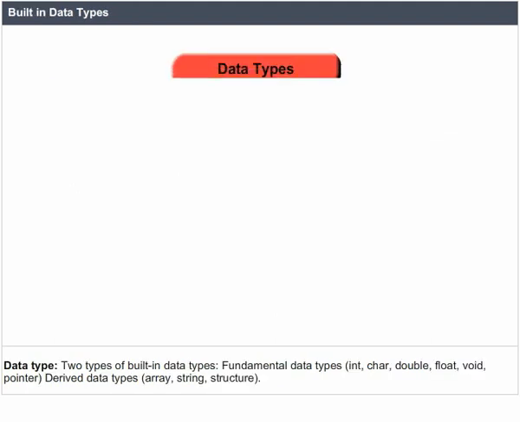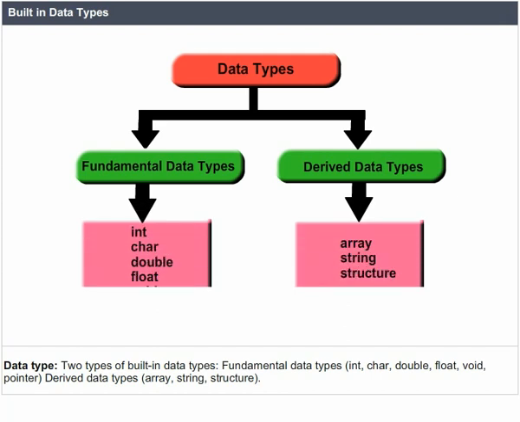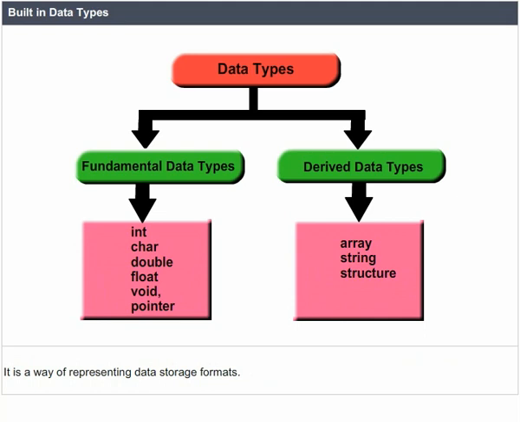Built-in data types. Data type. Two types of built-in data types. Fundamental data types: integer, character, double, float, void, pointer. Derived data types: array, string, structure.